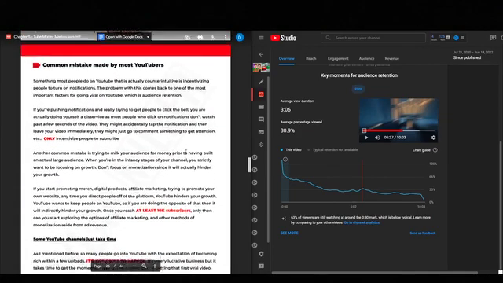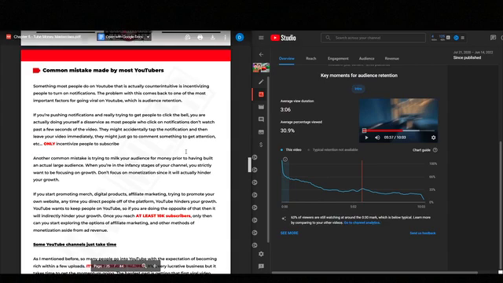And so, common mistakes made by most YouTubers. Something that almost all channels on YouTube do is incentivize viewers to turn on notifications. And the problem with that comes back to one of the most important factors to going viral on YouTube, which is audience retention. So if you're pushing people to subscribe and click the notification bell, you could actually be doing yourself a massive disservice, because when most people click on notifications, they don't watch past a few seconds of the video, right? I've tested this to death.